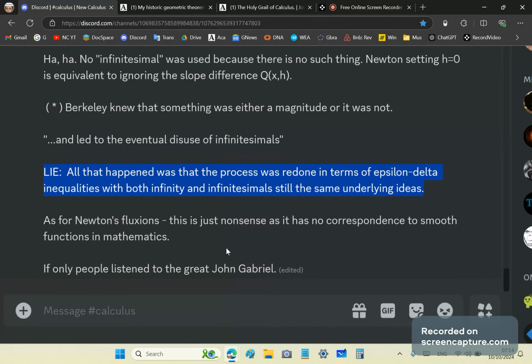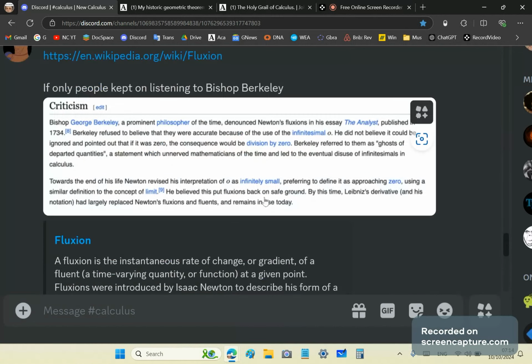That's right, John Gabriel. As for Newton's fluxions, this is just nonsense, as it has no correspondence to smooth functions in mathematics. Okay, so maybe in a few decades or sooner, somebody will be saying, if only people listened to the great John Gabriel. So this topic is one of my favorite topics, and I think that I have been very unfairly treated, and I think history will show that, especially given that I solved these problems and nobody else was able to. So I'm not going to harp on that anymore. I don't give a shit what any of you think. You're all fools, in my opinion. And those of you who agree with me, good on you, because that means your brain is working correctly.